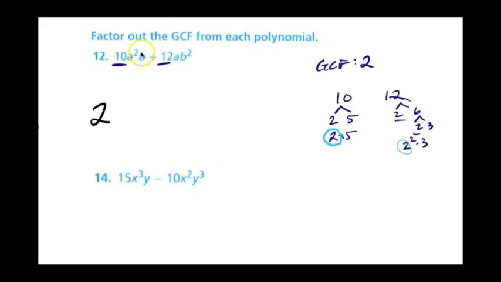To do the variables, we have a squared and a. When they share a variable, you can only pull out the smallest amount, which in this case is a. I have b and b squared. The same idea, I can only pull out a b. And that's it. That's my GCF.